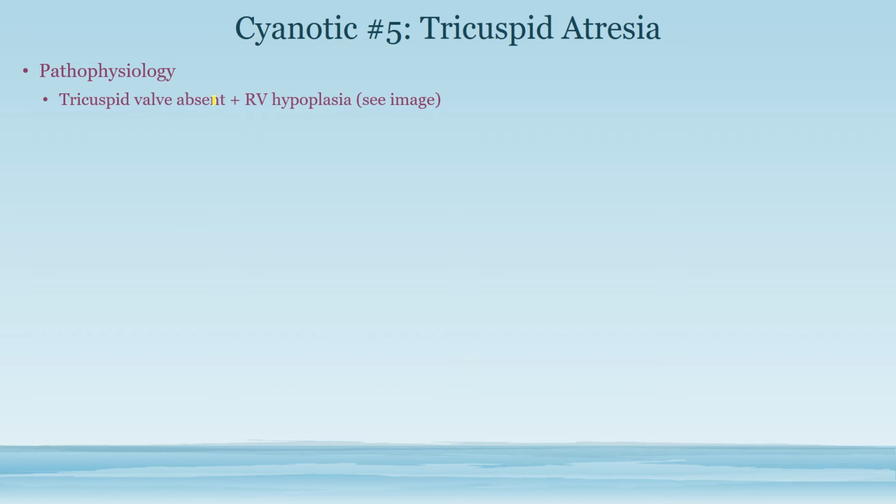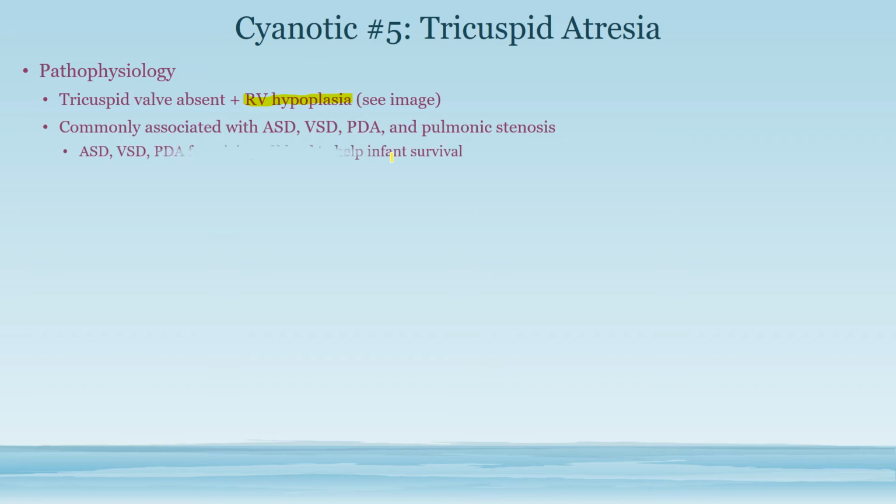So you have an absent tricuspid valve, and in addition you have right ventricular hypoplasia. So we'll talk about what this means. We have an absent tricuspid valve and a hypoplastic but not lost right ventricle. So the right ventricle is a lot smaller than normal and cannot handle as much blood or pressure. This will play a major role in the pathophysiology and the symptoms associated with this condition.